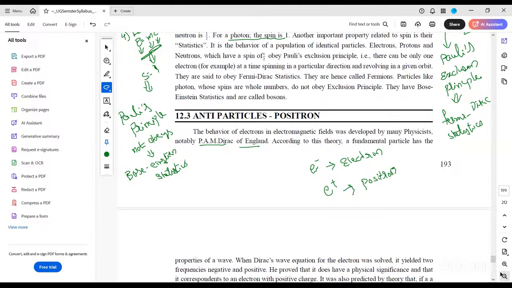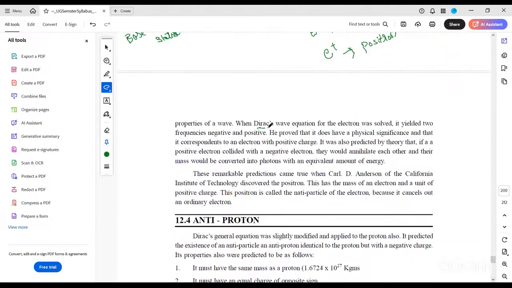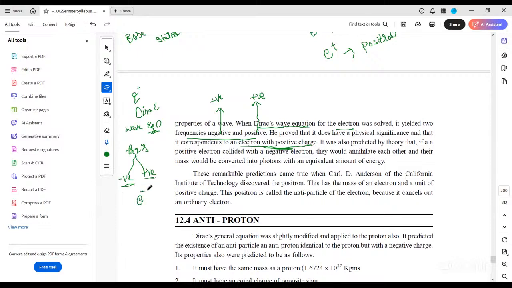As per his theory, he took the wave property and simplified Dirac's wave equation for the electron. There he observed two frequencies, one negative frequency and another positive frequency. And he proved that the electron can have a positive charge. This electron with positive charge is called a positron.